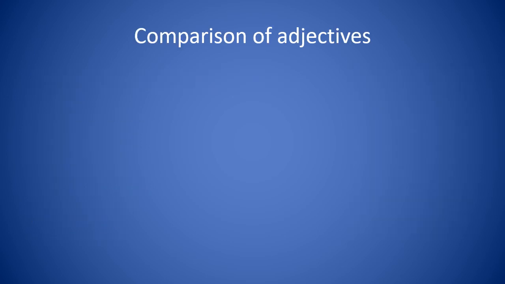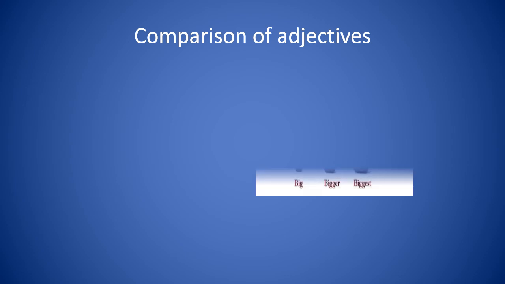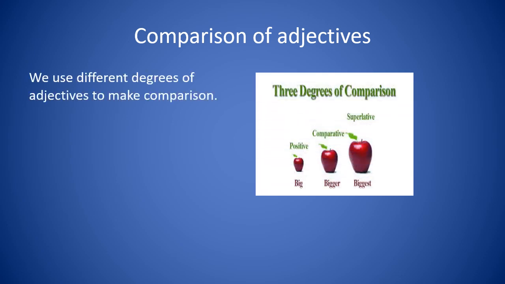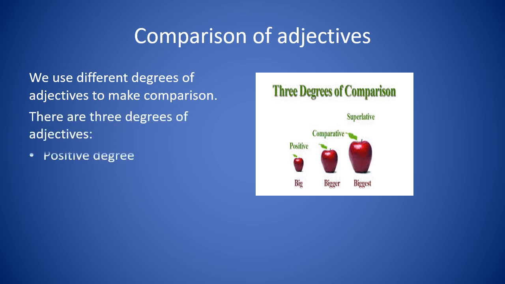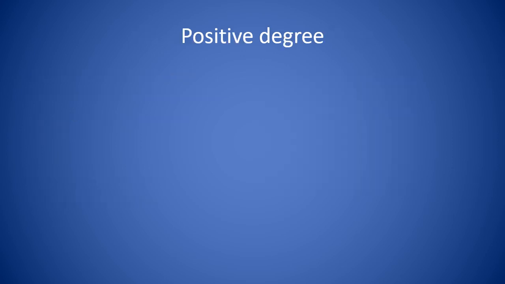Dear students, this is the main topic of today's lecture, comparison of adjectives. We use different degrees of adjectives to make comparisons. There are 3 degrees. The first one is positive degree, the next is comparative degree, and the last is superlative degree. Positive degree.